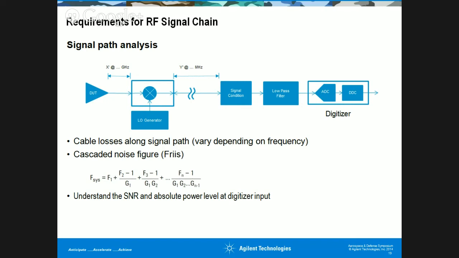Now, for such a system, you can also find out what is going to be the signal to noise ratio. So this is the first formula given, and then you can understand the signal to noise ratio and the absolute power level that is going to reach the digitizer, so that you know the level of signals with which I'm going to receive at my digitizer input. Then I can judge the characteristics of the receiver, what attributes I need to set, so that I can use the complete dynamic range of my ADC and sample the signals with the best signal to noise ratio.